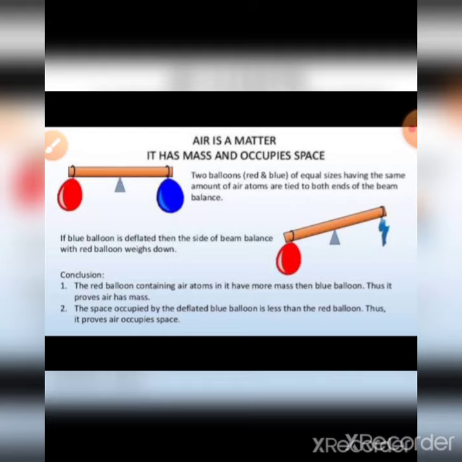The red balloon containing air atoms has more mass than the blue balloon. Thus it proves air has mass. So it proves that air has mass.